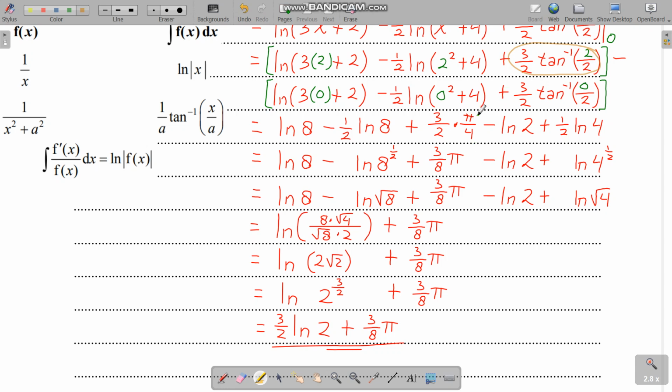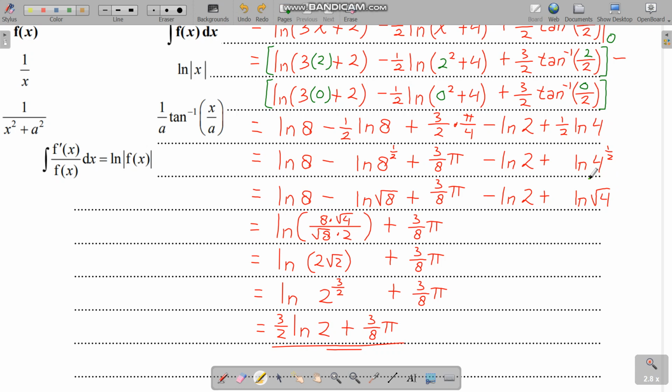We have 3 over 2 times pi over 4. And remember, there's a minus, so minus times this guy, so that's minus ln 2. And minus times minus, so it's going to be plus 1/2 ln 4. And this is actually 0. So now we use the power rule. We move the power inside the argument. We have 8 to the power of 1/2, and this is 3 over 8. And we move the power here again, 4 to the power of 1/2. To the power of 1/2 means square root, so this is also square root.